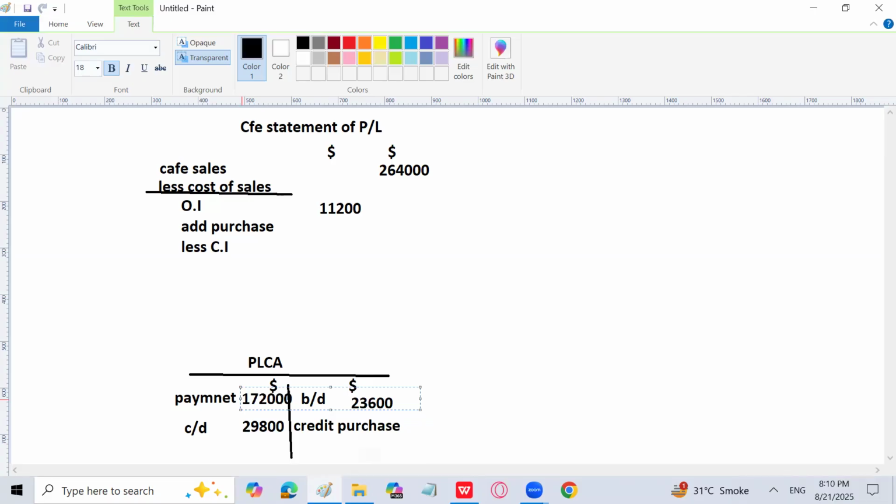Go for the total of the debit side, subtract the credit side. You can find the cafe purchases. You will also solve it with me so that I won't do anything wrong. That's why minus 23,600. So the answer is 178,200. So the credit purchases are 178,200. I did the calculation right? Right, 178,200.